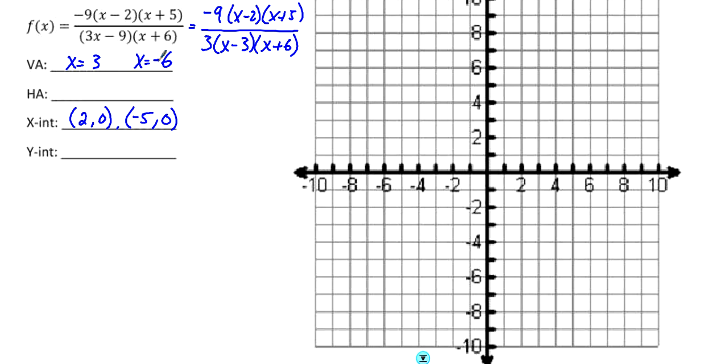So be very, very careful, okay? Especially if these are not fully factored or you have to factor them, that you factor them correctly so that you can find your asymptotes and your x-intercepts correctly.